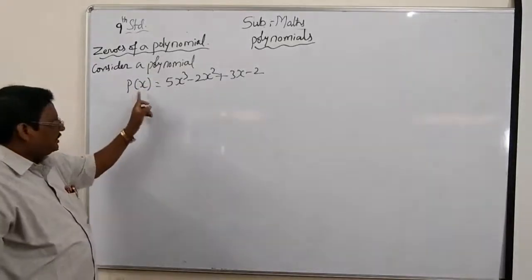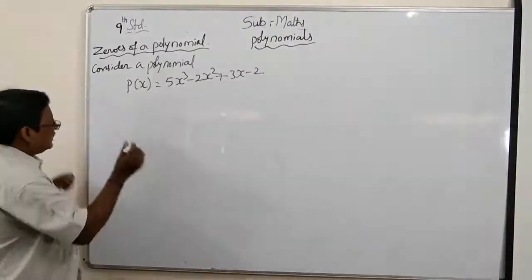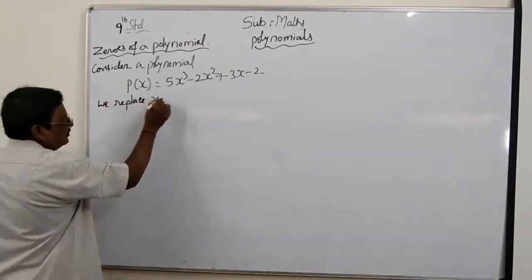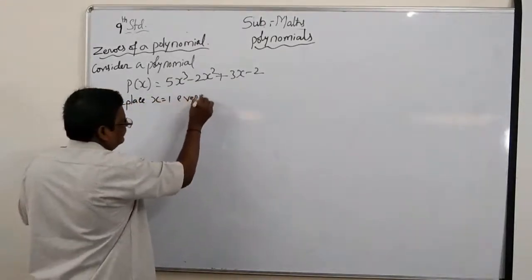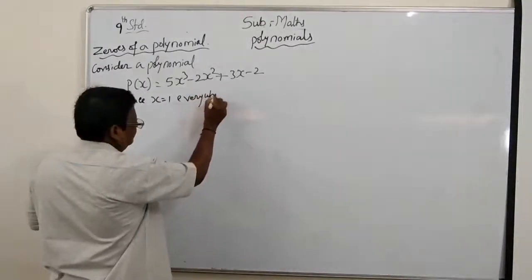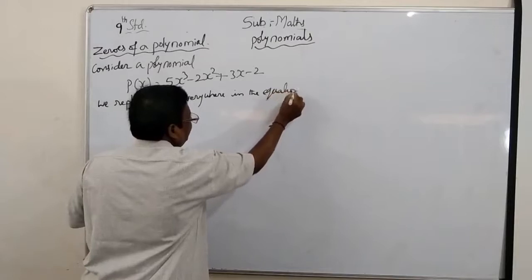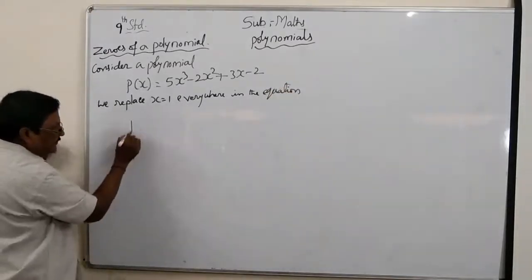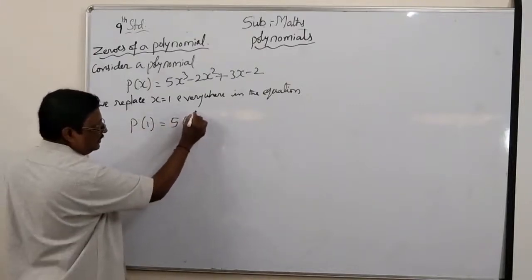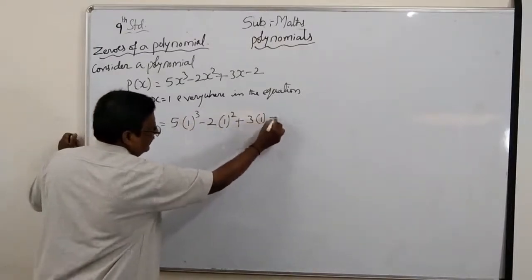Here, consider a polynomial p of x is equal to 5x cube minus 2x square plus 3x minus 2. Suppose we replace x is equal to 1 everywhere in the equation. Means x is equal to 1, p of 1 is equal to 5, where x is there you put 1 whole cube, minus 2 into 1 whole square, plus 3 into 1 minus 2.